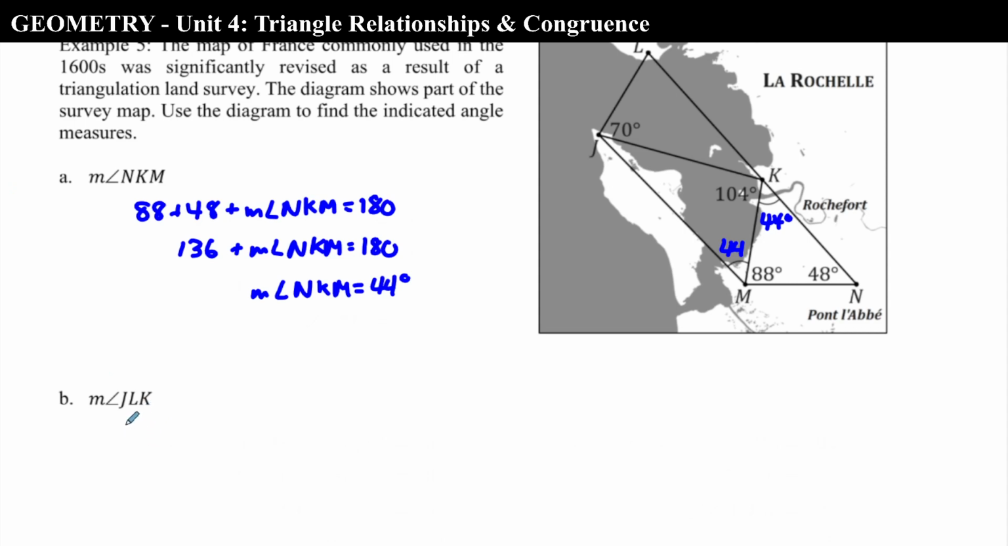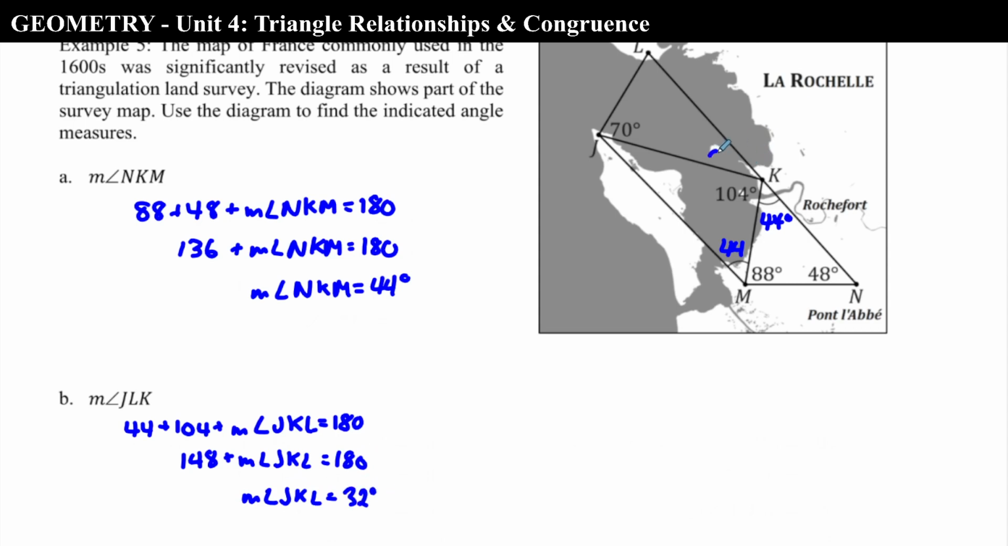So we know that it's going to be 44 plus 104 plus the measure of JKL equals 180 because of it being a straight angle. So 44 plus 104, that's going to give you 148. And we subtract that from 180, we get the measure of JKL equals 32 degrees.